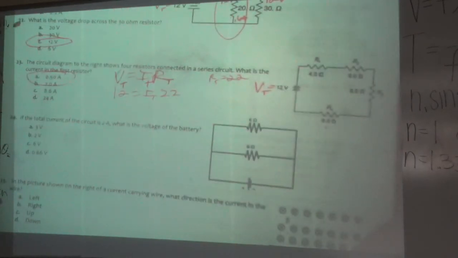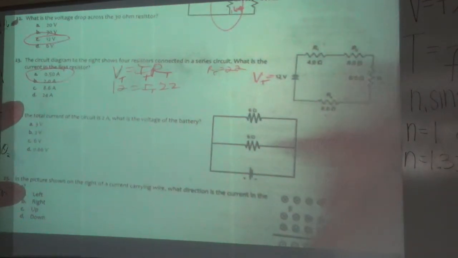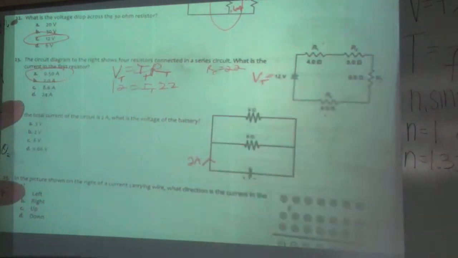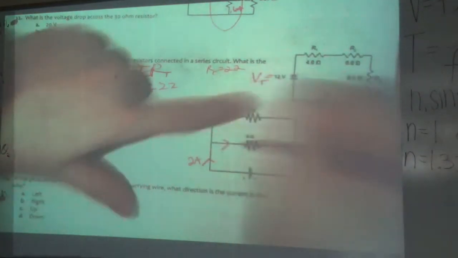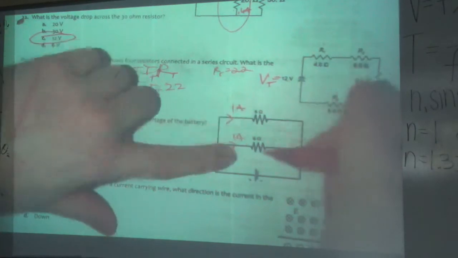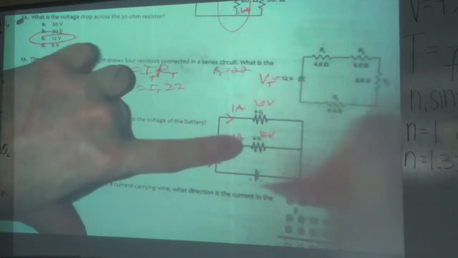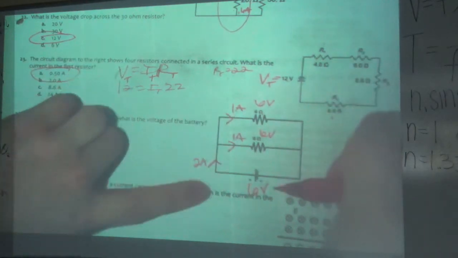The total current in the circuit is 2 amps, so what's the voltage of the battery? So I have total current is 2 amps. That means when it comes here, these are equal resistances, so each is going to get 1 amp and 1 amp. So then you can say, well, this one has a voltage drop of 6 volts, so then the battery has a voltage drop of 6 volts because it's parallel.